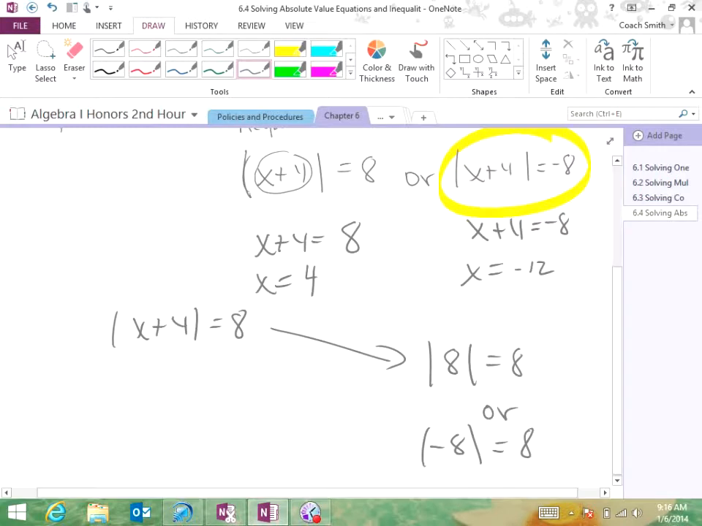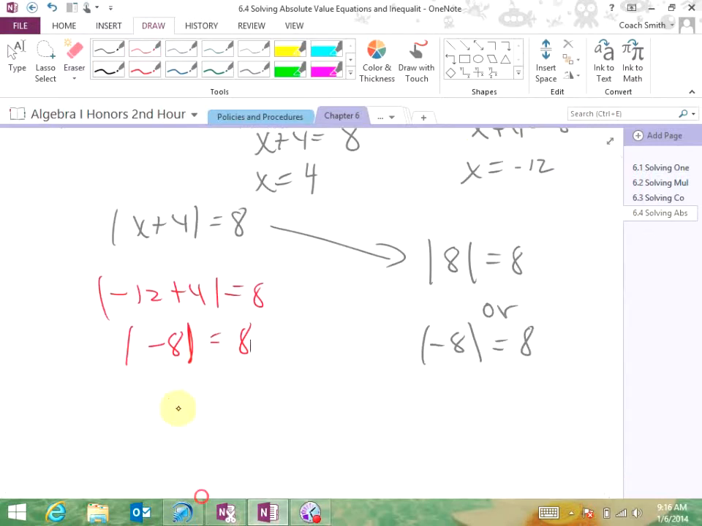So if we plug those two values in, that gives me negative 12 plus 4, absolute value equals 8. Well, what is negative 12 plus 4? Negative 8. And the absolute value of negative 8 is equal to 8. And that is a true statement. Okay, so that's the first one. Second one was, what was it?